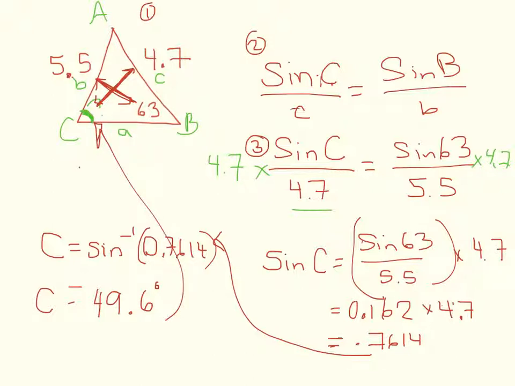If they then asked for what is angle A, you could do those calculations again, or you could use the sum of a triangle rule, where they all must equal 180 degrees.